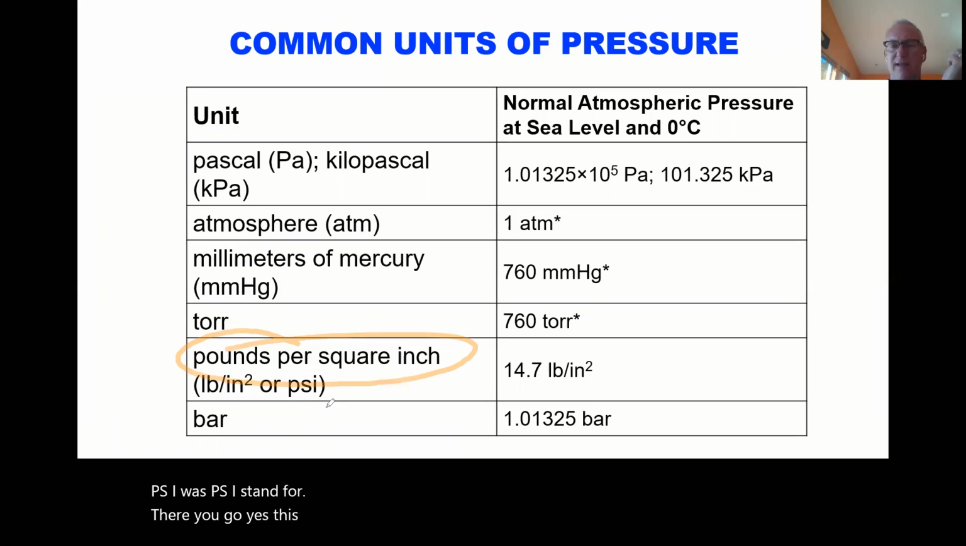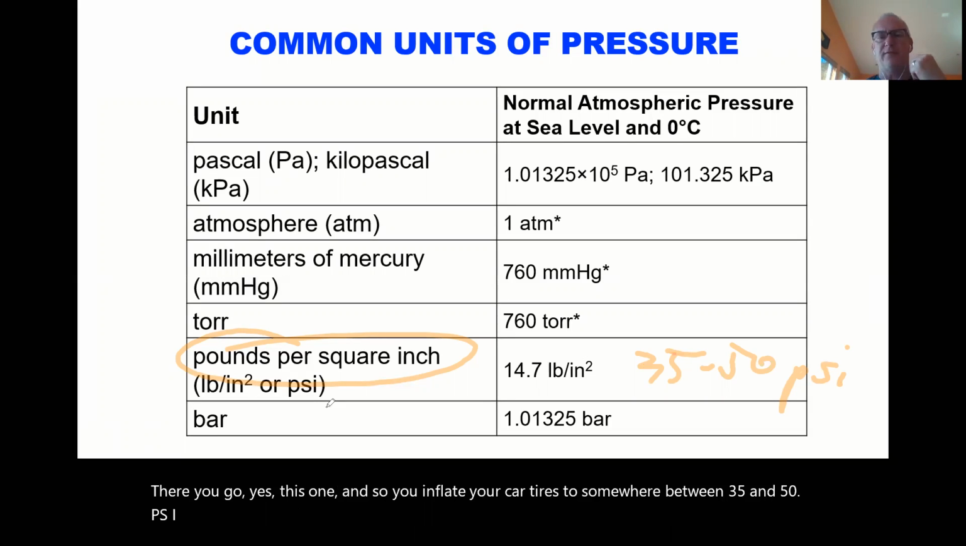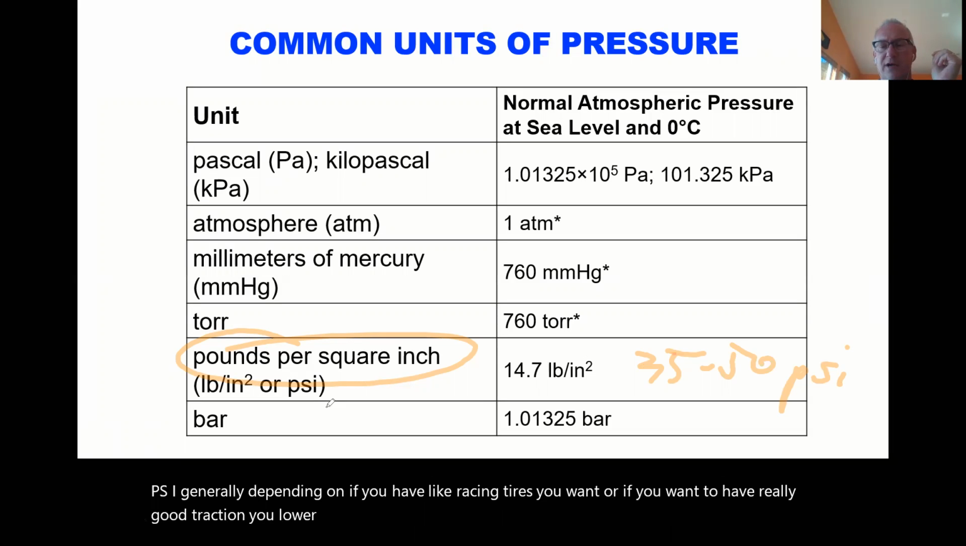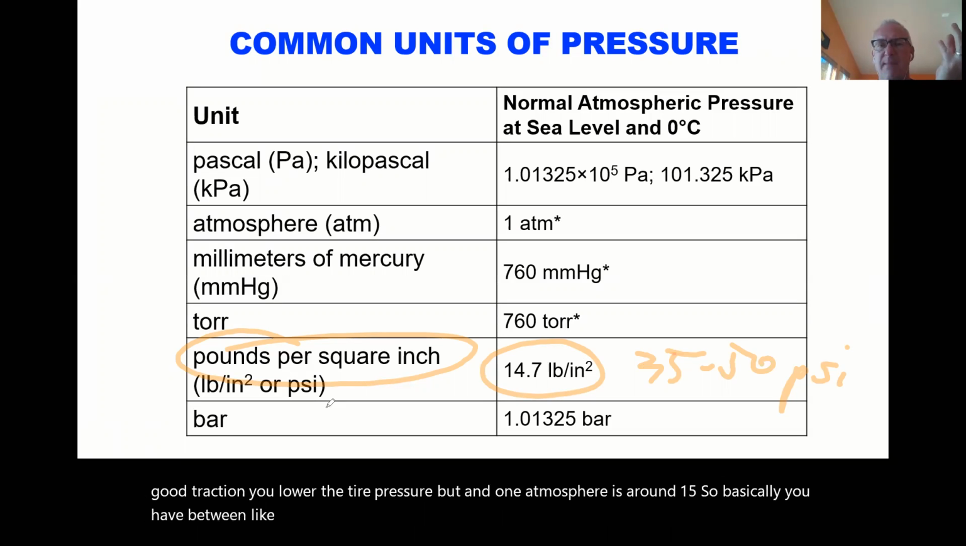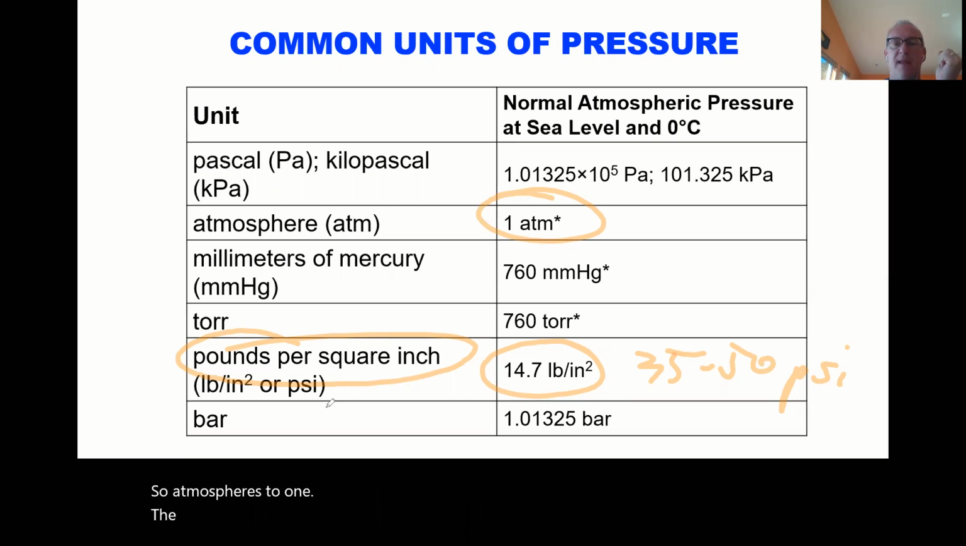And so you normally inflate your car tires to somewhere between 35 and 50 PSI, generally, depending on it. If you have racing tires, or if you want really good traction, you lower the tire pressure. And 1 atmosphere is around 15. So basically you have between 2 or 3 atmospheres of pressure inside the tires of your car. So atmosphere is the one most easy to understand.